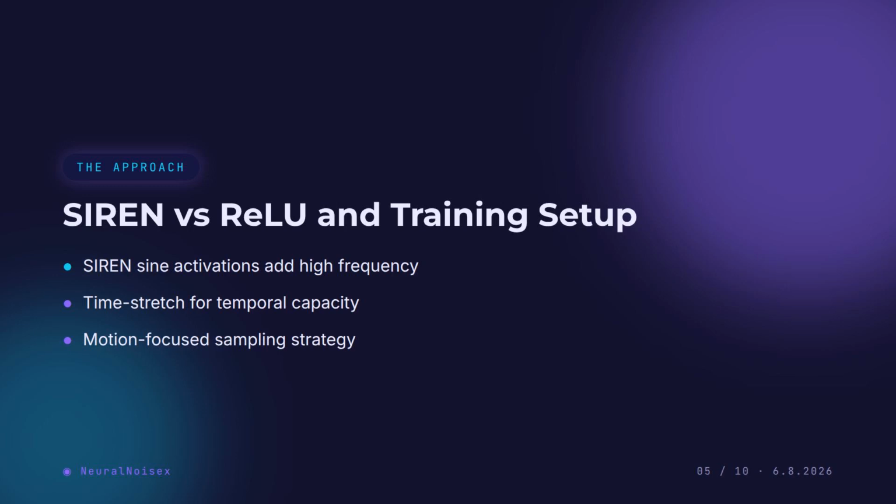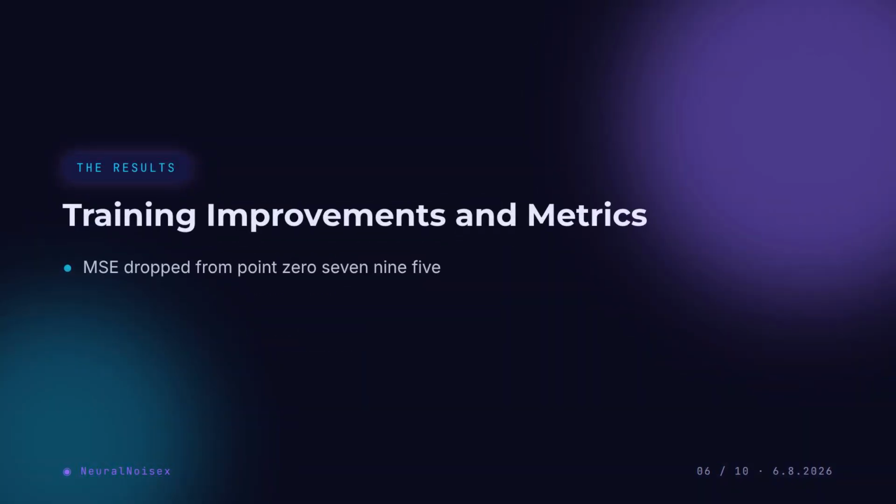Second, motion focus sampling. Since Bad Apple is about 90% static black, uniform pixel sampling starved the moving edges of gradient. The fix was to draw half of each training batch from pixels that changed between neighboring frames. The improvements were dramatic. Validation MSE dropped from 0.0795 to 0.009, which is about 9 times better. Compared to the old model, high motion frames were 3.6 times closer to ground truth, and static frames were almost 15 times closer. Out of 400 sampled frames, 398 improved.